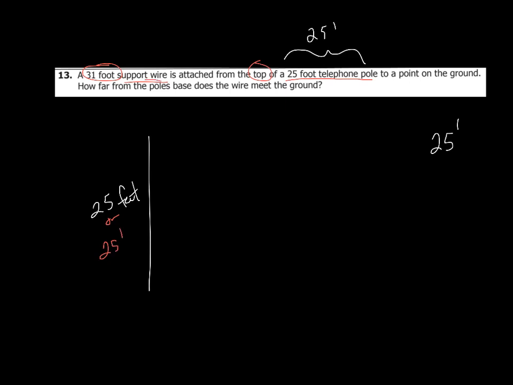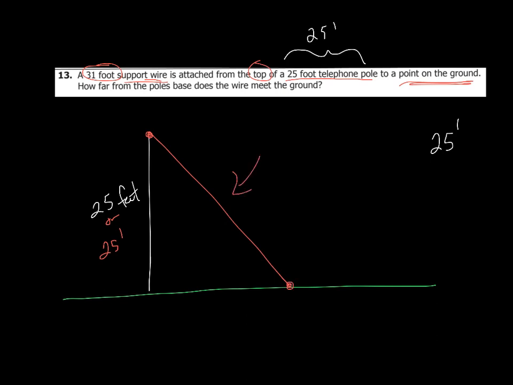And what do we have? We have a support wire attached from the top of the pole to a point on the ground. So where's the ground? I'll make the ground in green because that's where the grass is growing. So we got this guide wire that goes down here to the ground. This is the wire, support wire, guide wire. And it says it's a 31-foot support wire. So this is 31 feet or 31 feet. Now you know I prefer this notation right here because it's easier to put a little tick mark than it is to write 4 letters. Efficient. And the question is, how far from the pole's base?